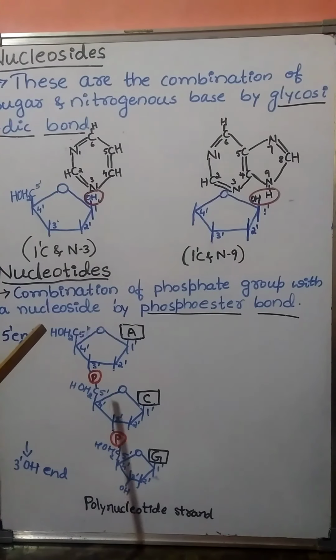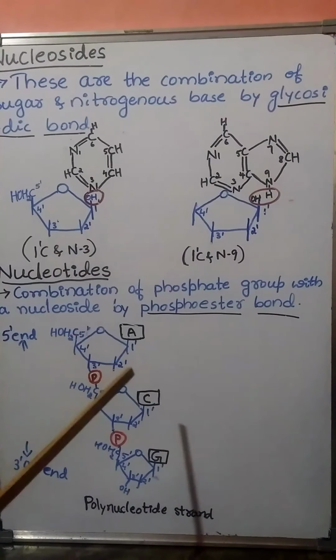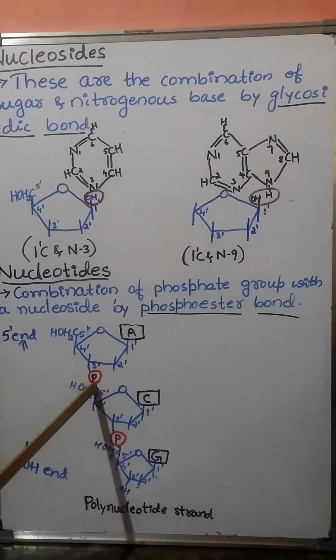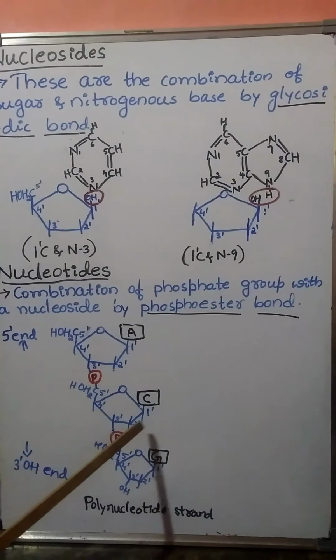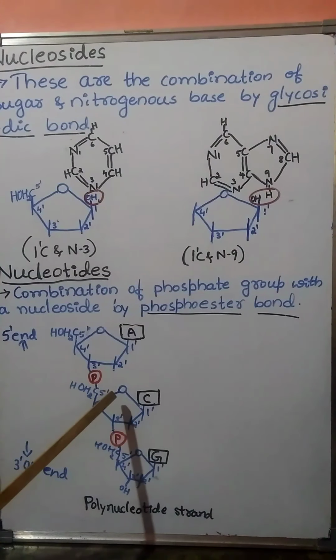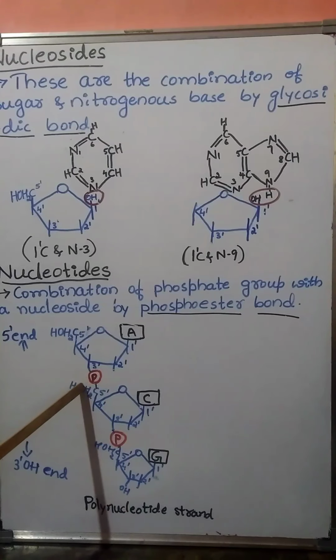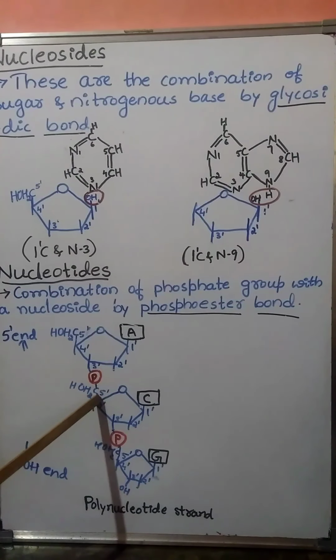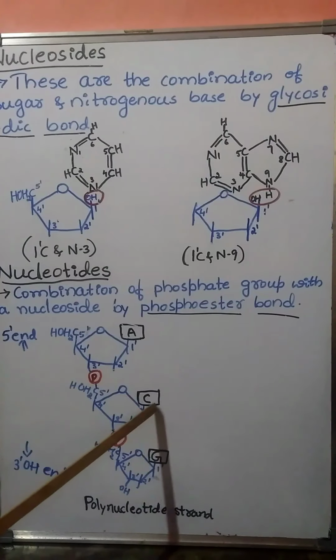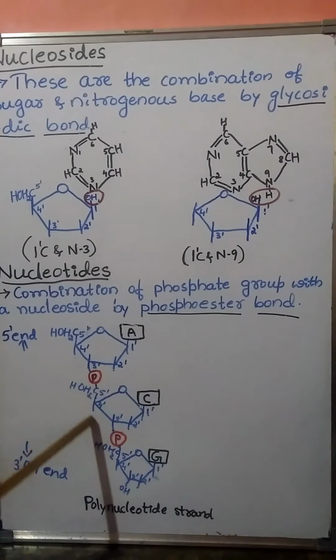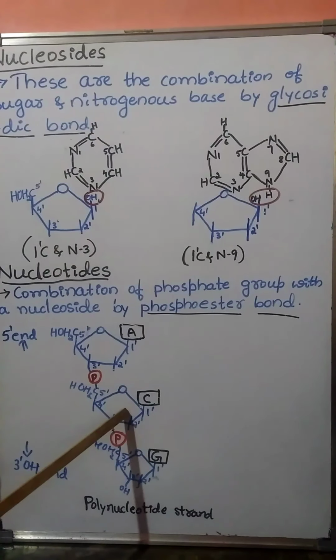When a phosphate group is attached to the 5'-OH of a nucleoside through a phosphoester bond, a nucleotide is formed.